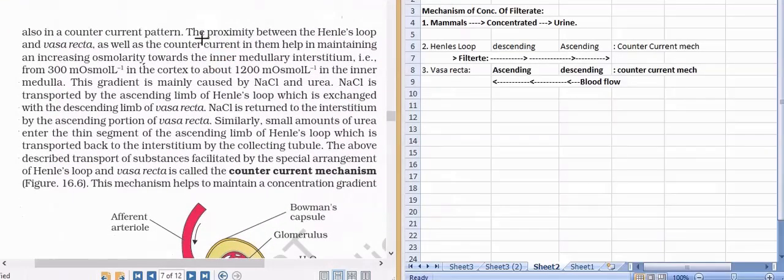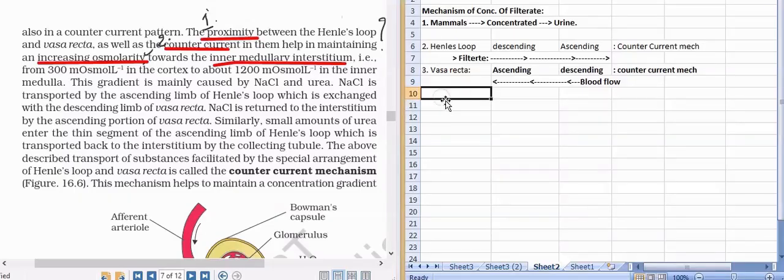Now we'll see the next topic. Number one is the proximity between Henle's loop and vasa recta. They are very near, as well as the counter current mechanism, which helps in maintaining and increasing the osmolality in the inner medullary interstitium. So number one is proximity. Second, the counter current mechanism. Because of these two, the osmolarity is increasing.